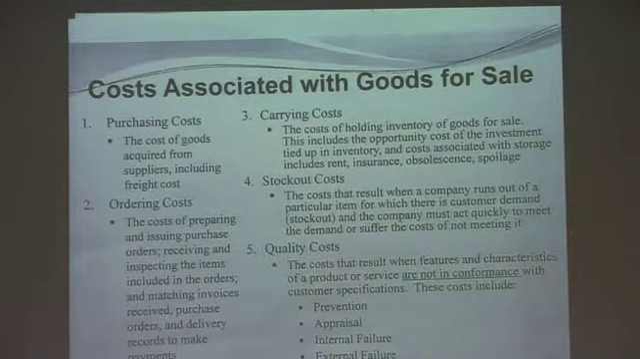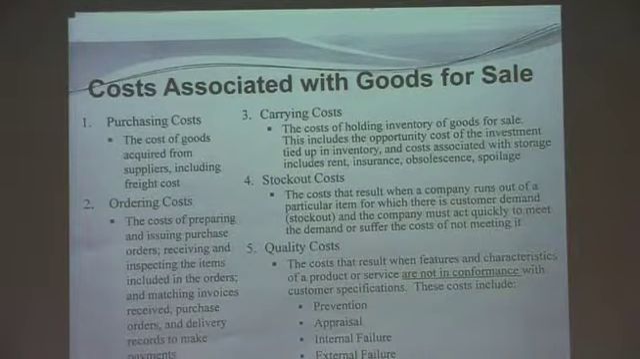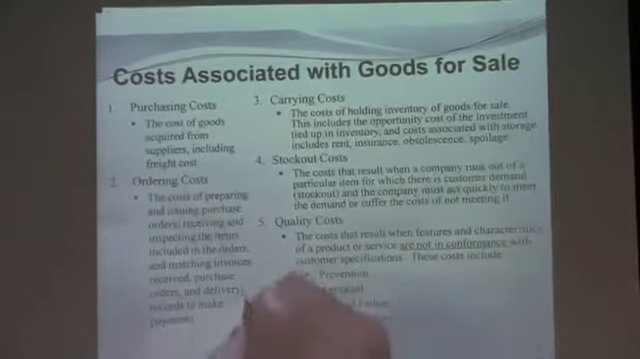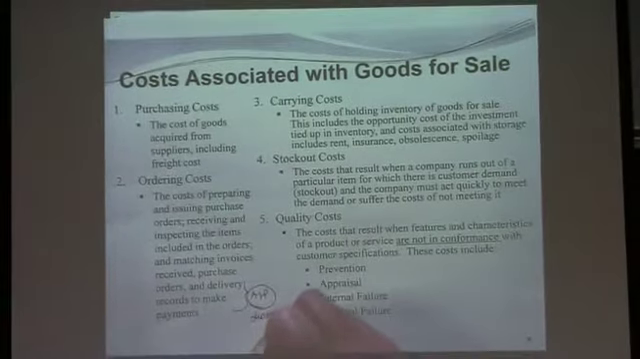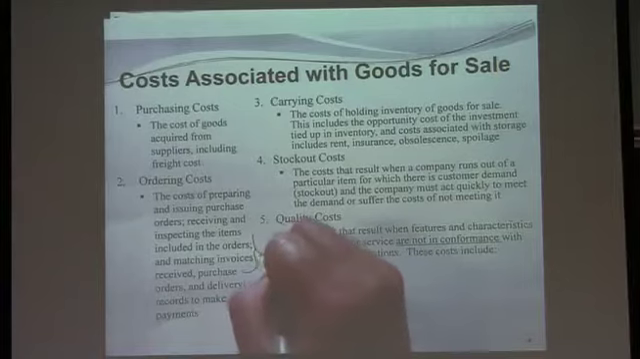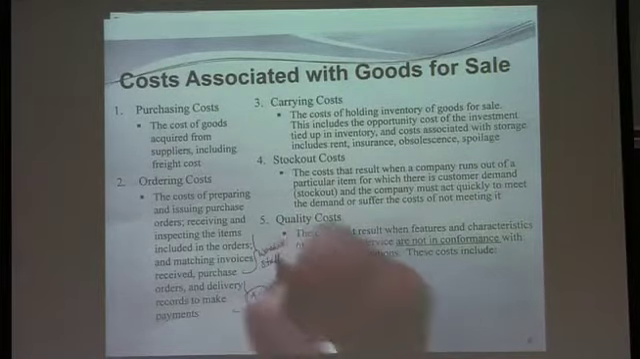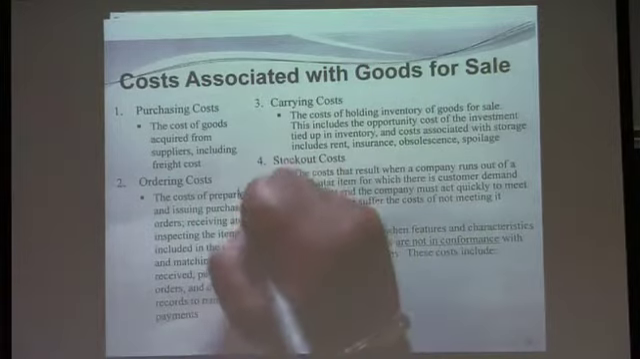Now, the ordering cost is the cost of preparing and issuing purchase orders, receiving and inspecting. So it's not only the purchasing department, but it's also the receiving department in your warehouse, the cost of receiving and inspecting the items included in the order, and matching invoices, receipt, purchase order, and delivery time to make payment. This may include your accounts payable department, so any activities related to your accounts payable department. This will be your warehouse staff, and obviously this is your purchasing department.